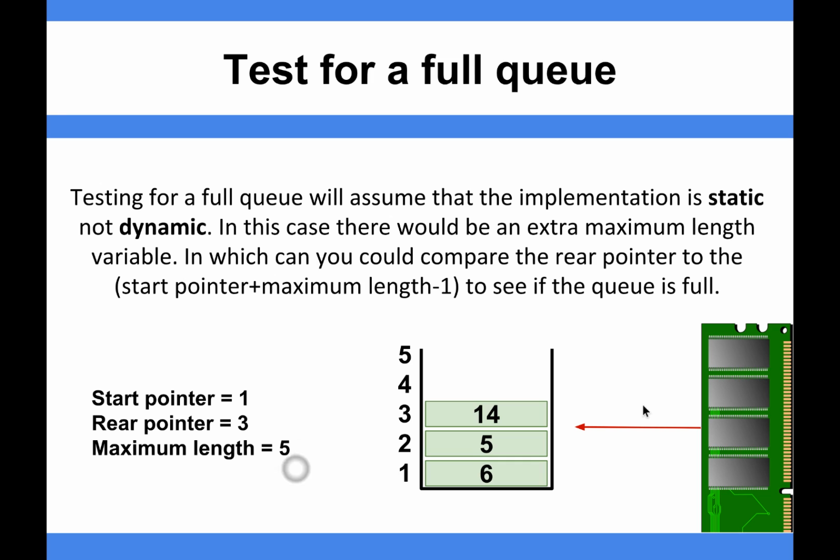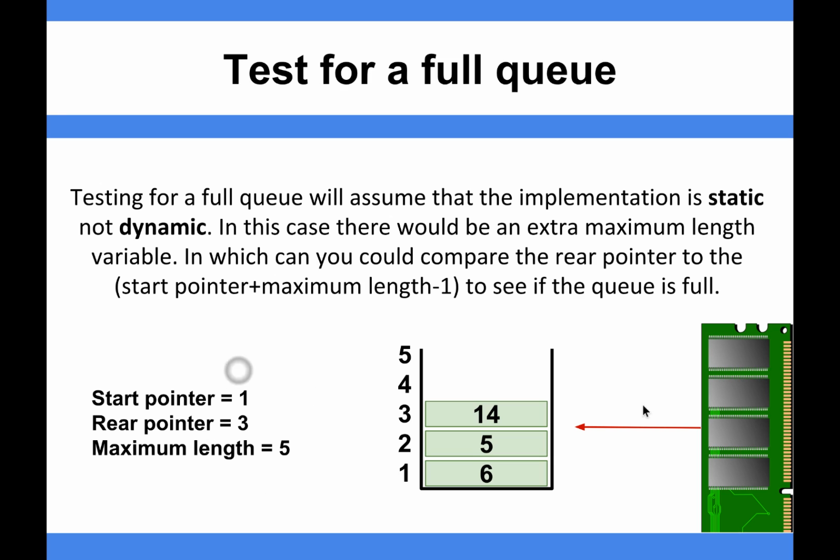at runtime. So I said I wanted a length of 5 and I've got a start pointer of 1. I can simply compare our rear pointer to the 1 plus the 5, or 1 plus 1 to the 5 minus 1, to see if I've filled my queue or not.